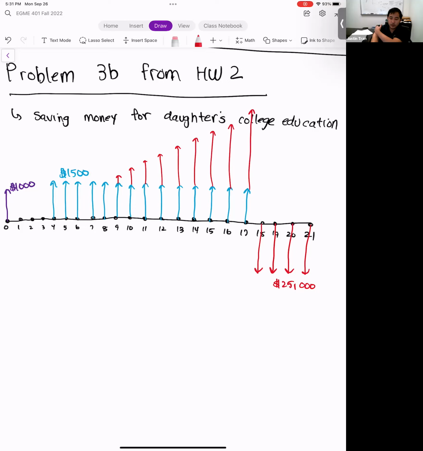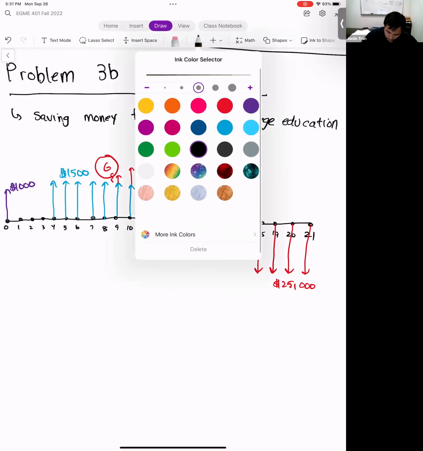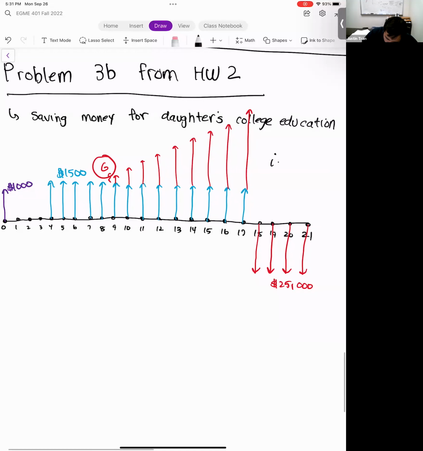And so the cash flow diagram is going to look like that, where this amount is the amount that we solve for, and so this is going to be G. The goal for this problem is to solve for this G right here, assuming that our interest rate for this problem is going to be 7%.